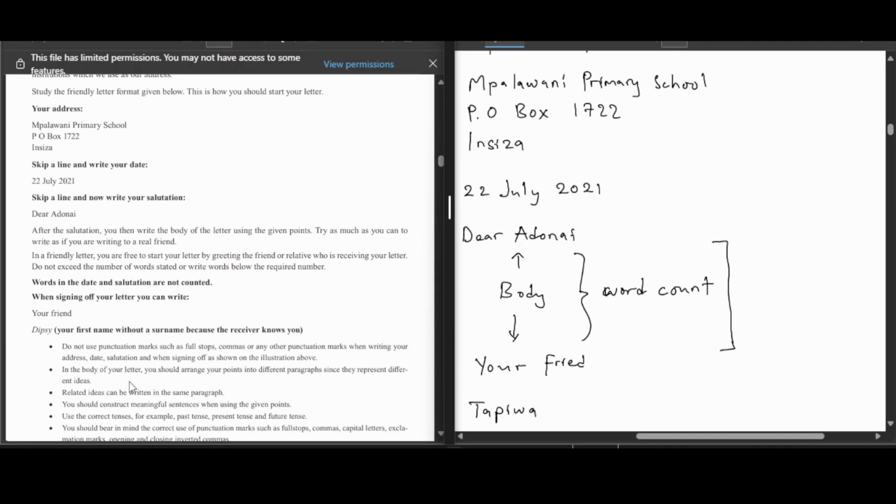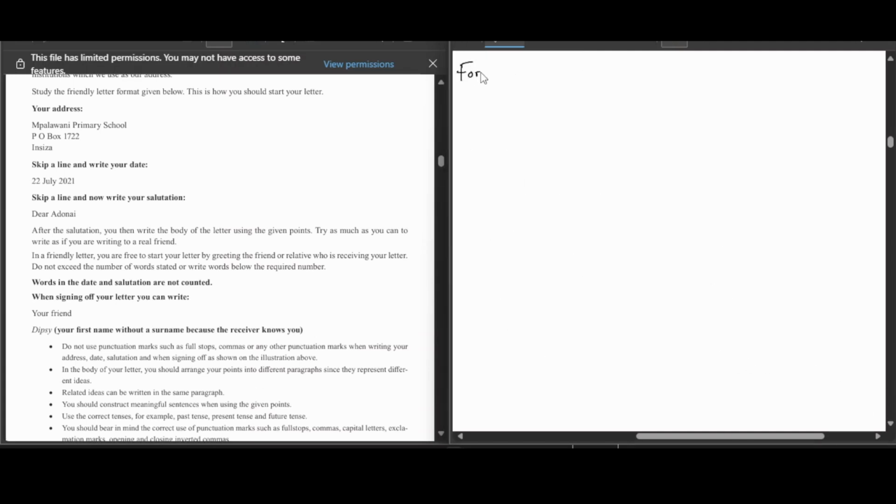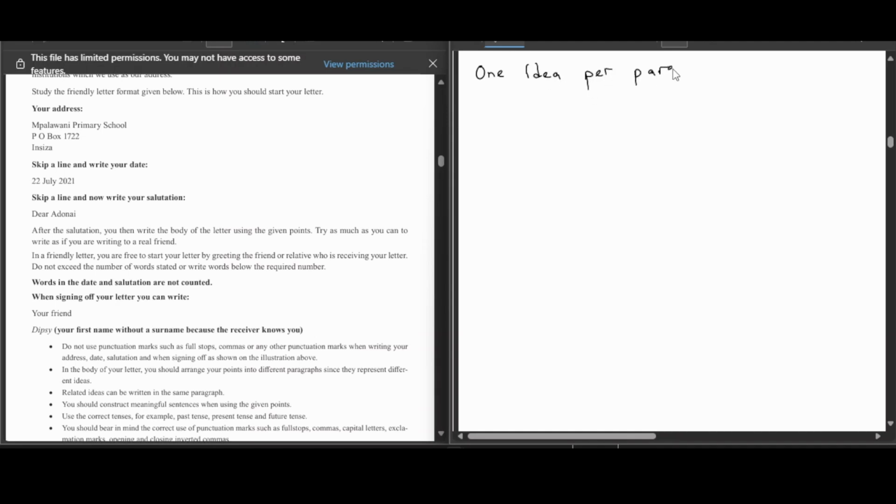In the body of your letter, you should arrange your points into different paragraphs since they represent different ideas. The golden rule is, in each paragraph, you have to put an idea. The golden rule is one idea per paragraph. So what do I mean by this? Each paragraph should only have one idea. So if you are given 5 points, that automatically means 5 paragraphs, because each paragraph should have one idea.